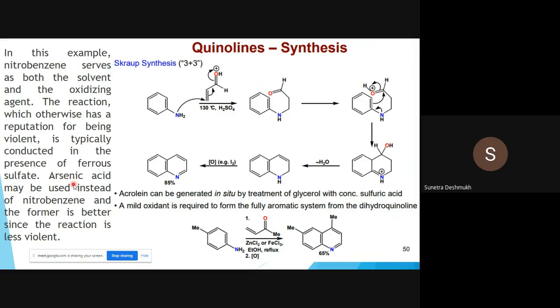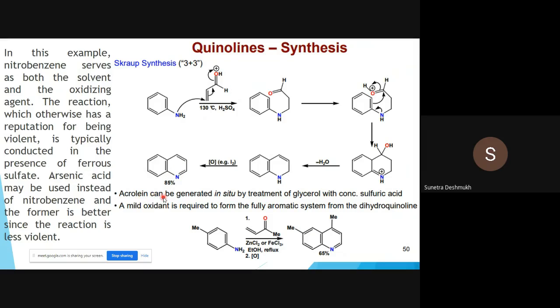Okay, arsenic acid we do avoid, because arsenic is not environmentally friendly. That's why we do use nitrobenzene. So here, in short, I have given the same mechanism, Skraup synthesis, treatment of the aniline with this acrolein, and how eventually we come after oxidation. Iodine also we can use as an oxidizing agent, and finally we can get our quinoline.